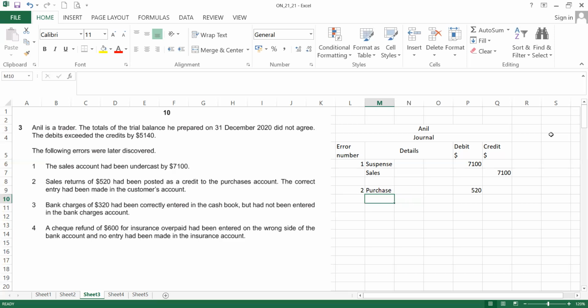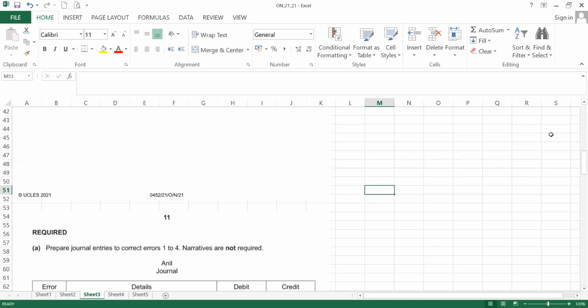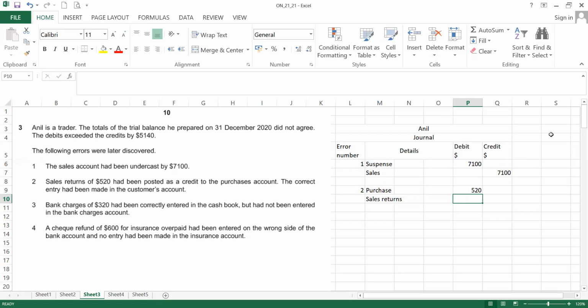The next is that the sales return should be on the debit side. So I have to put the sales return also on the debit side. When both are on the debit side, in this case we also need the suspense account to balance it off. The amount will be double.